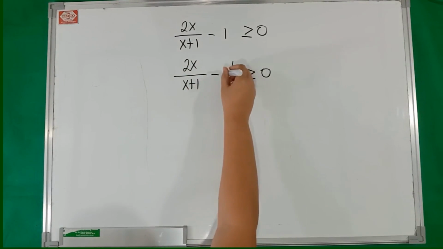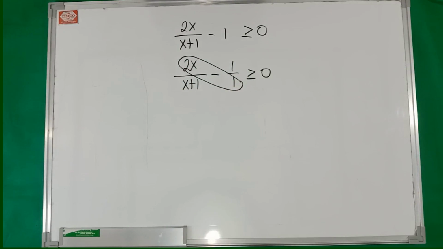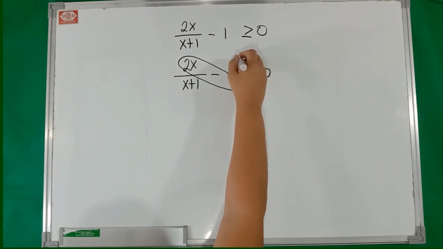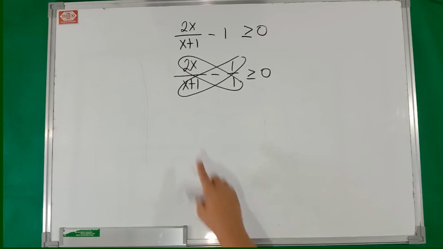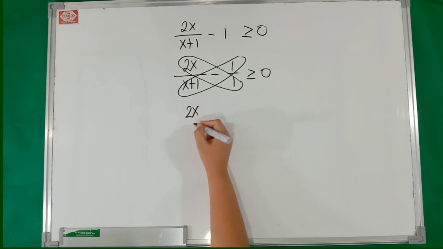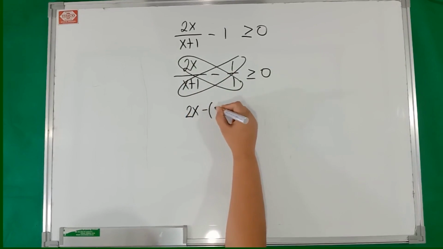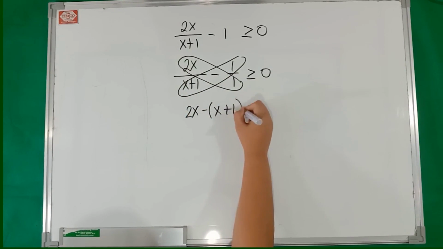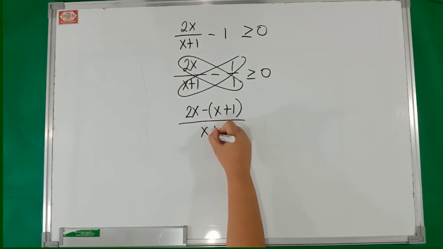And then I encircled it. I encircled 2x and 1, indicating that we're going to multiply them. This technique is called the butterfly technique. Kung sino yung naka-encircle, sila yung i-multiply natin. 2x times 1 is 2x. x plus 1 times negative 1 is negative x plus 1. Siyempre, x plus 1 times 1 is x plus 1.